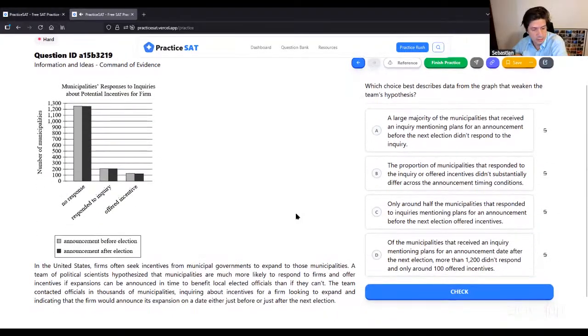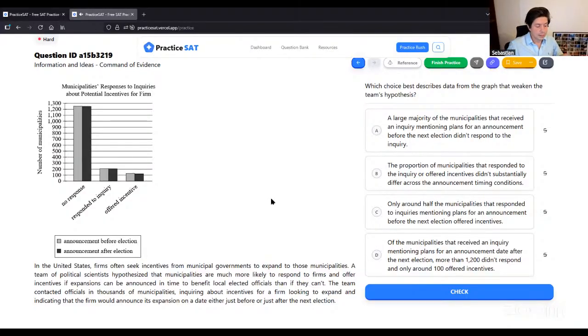I've done this one many times. In the United States, firms often seek incentives from municipal governments to expand to those municipalities. A team of political scientists hypothesize that municipalities are much more likely to respond to firms and offer incentives if expansions can be announced in time to benefit local elected officials than if they can't. The team contacted officials in thousands of municipalities, inquiring about incentives for a firm looking to expand and indicating that the firm would announce its expansion on a date either just before or just after the next election. Which choice best describes data from the graph that weaken the team's hypothesis?